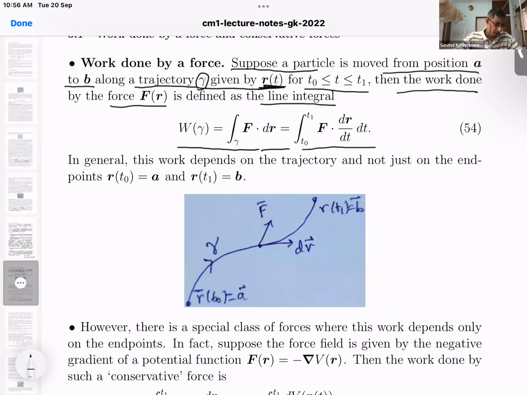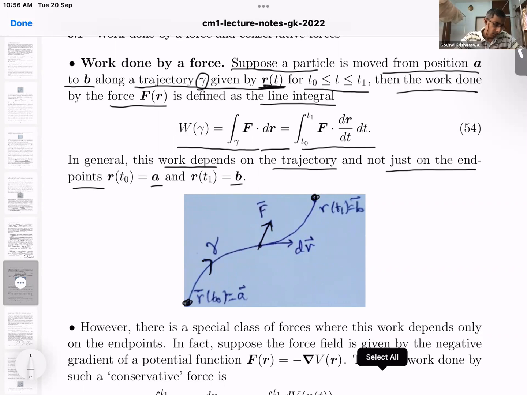As already noted, this work depends on the trajectory and not just on the endpoints, namely A and B. Generally, for a general force, it depends on the entire trajectory. So this picture should help as well. The particle begins here, ends over there, traverses this path. At any point along the path, there is a force acting on it. Of course, the force need not point tangent to the curve. There is no such requirement.